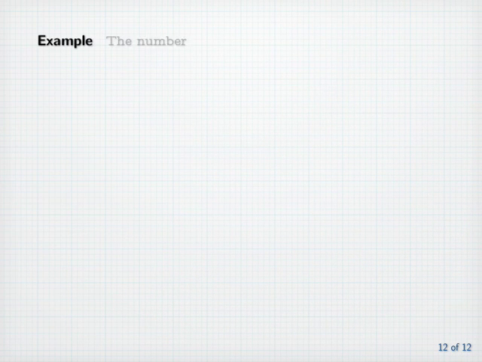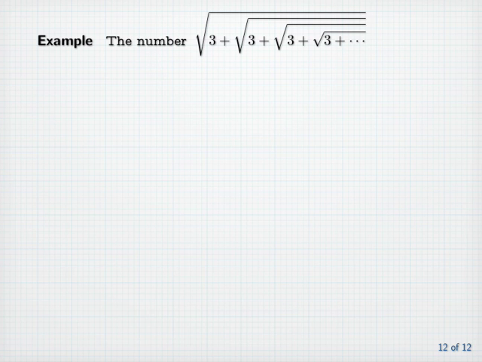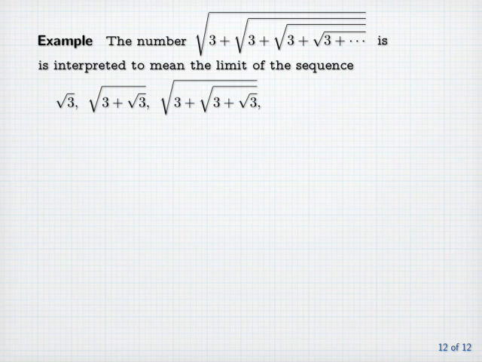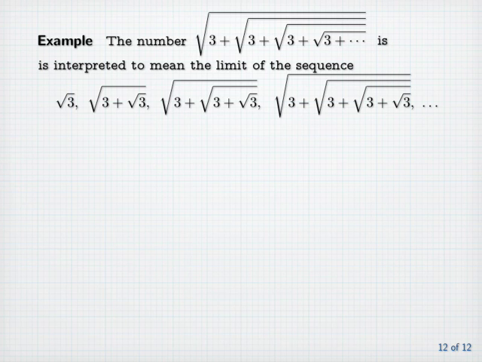Example. The number square root of 3 plus square root of 3 plus square root of 3 plus square root of 3 and so forth is interpreted to mean the limit of the sequence whose terms are square root of 3, square root of 3 plus square root of 3, square root of 3 plus the square root of 3 plus the square root of 3, and so on.